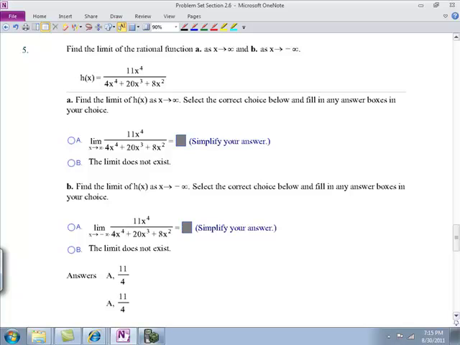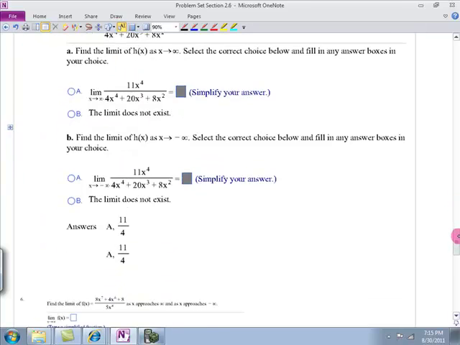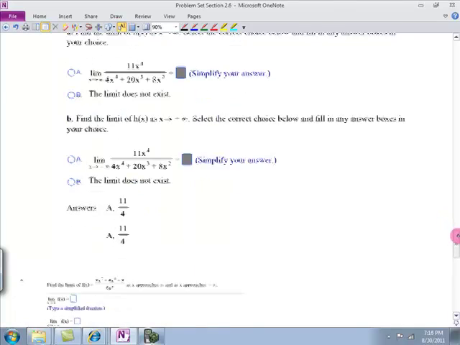Here's this one. Find the limit of the rational function as we approach infinity. It's kind of multiple choice, but if you know your algebra, do you know what the horizontal asymptote is before we start? 11 over 4. Because x to the fourth and x to the fourth are the same, it's leading coefficient over leading coefficient. But if you had to show the work of the limit, what would we divide every term by? x to the fourth. Okay, let's do that.